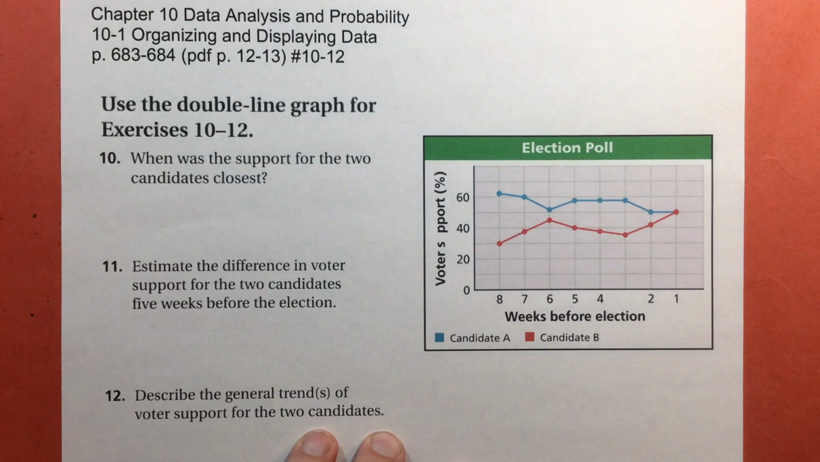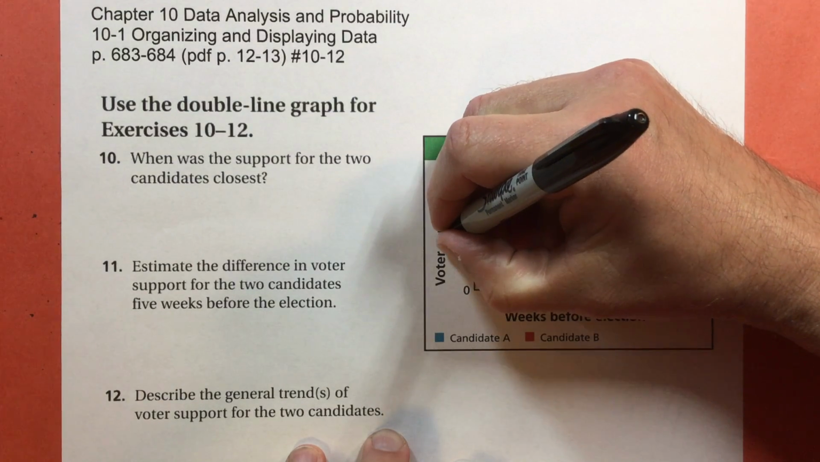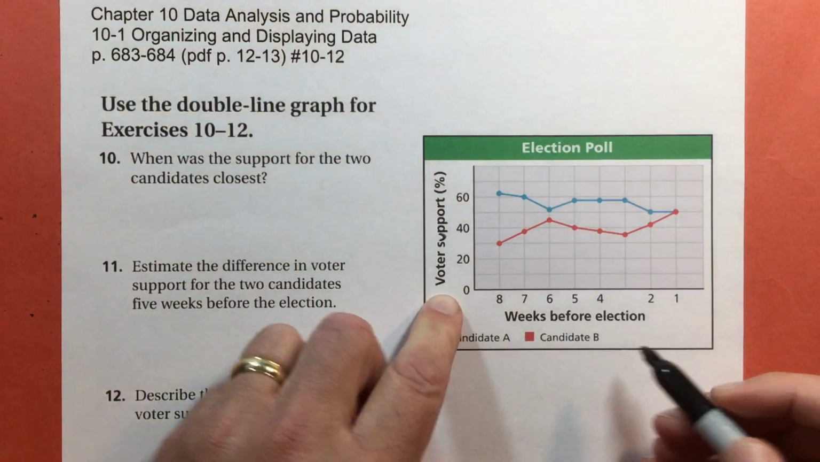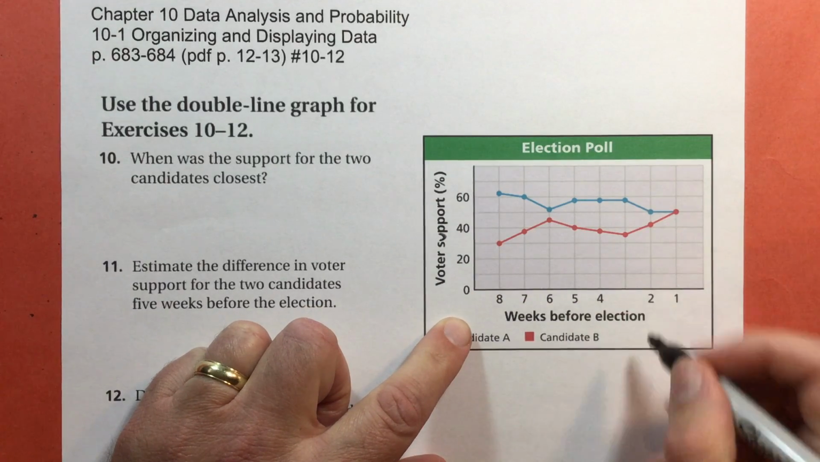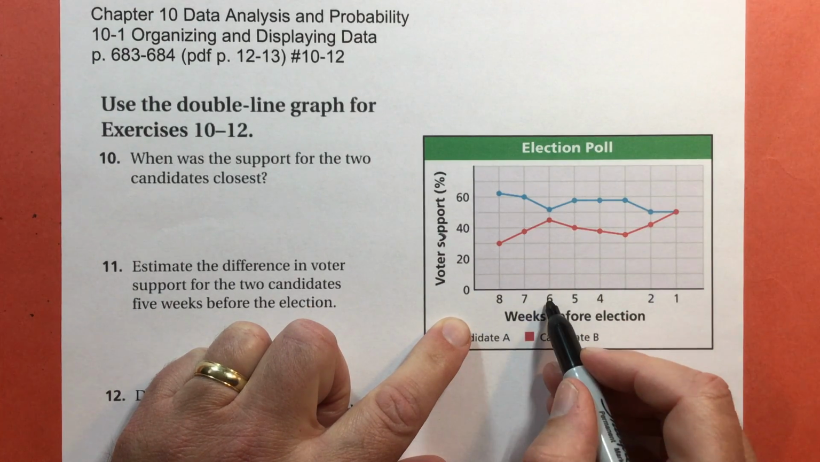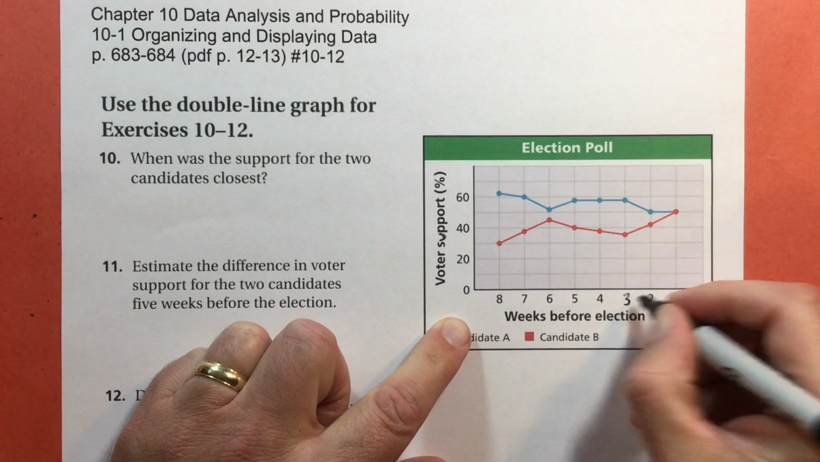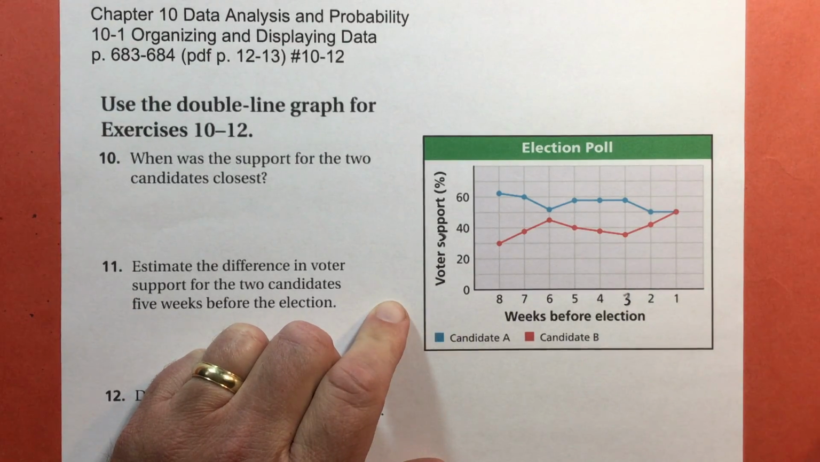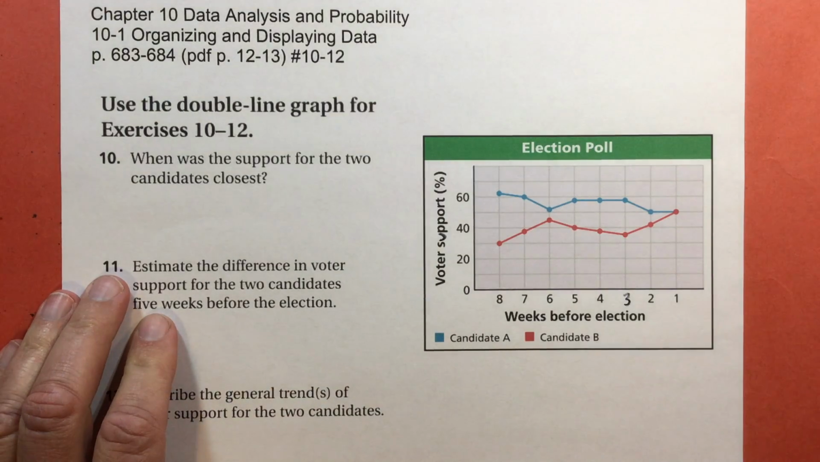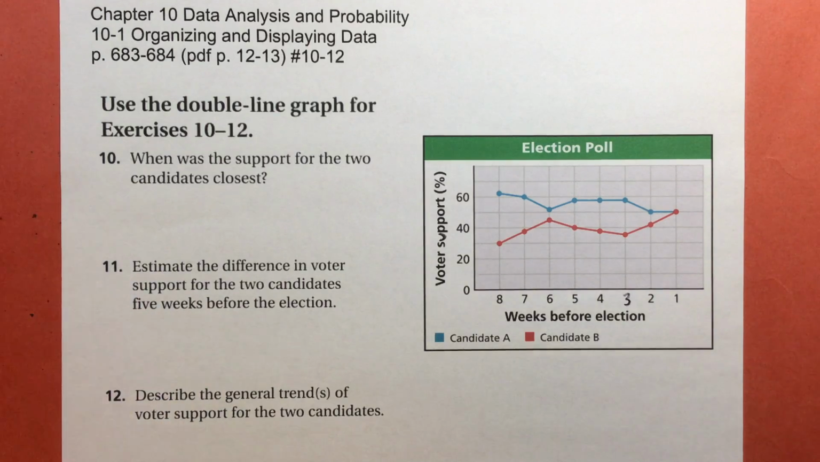And again, we are missing some important information here. We've got voter support, and we have 8 weeks, 7 weeks, 6 weeks, 5, 4, 3, 2, 1 weeks before the election. So this is a countdown. That's still a measure of time, but in this case we're counting backwards because we're counting down to when the election is going to take place. So we have two candidates, candidate A and candidate B, represented by red and blue.